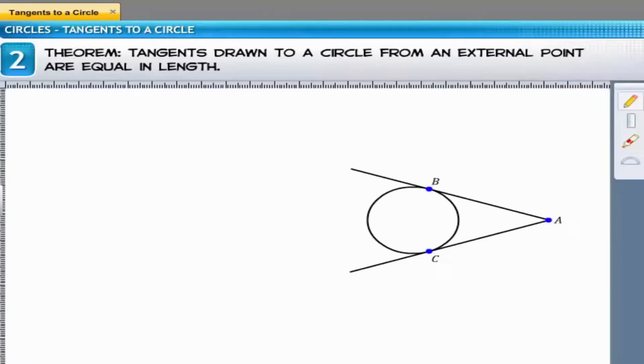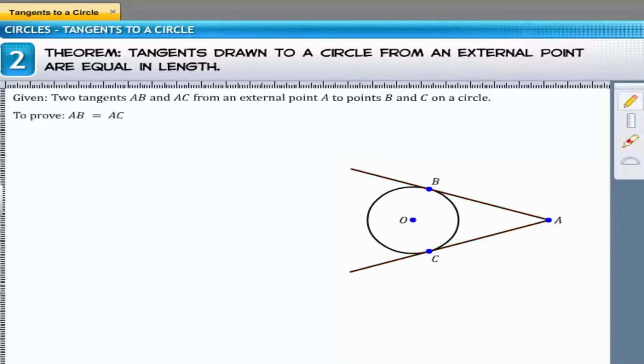To help Mr. A make up his mind, let us prove the theorem that states tangents drawn to a circle from an external point are equal in length. Here we have two tangents AB and AC drawn from an external point A to points B and C on a circle. We have to prove that AB and AC are equal in length. Let us start by joining the external point A to the center of the circle O. Now join OB and OC.